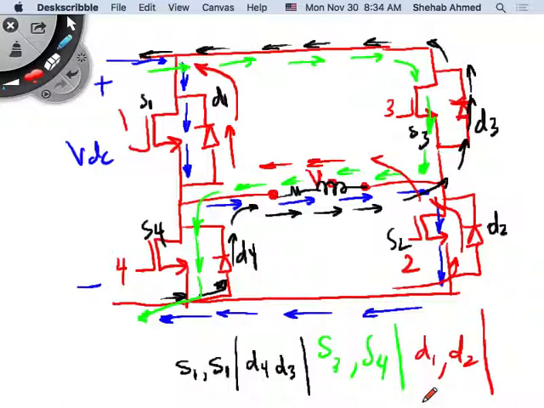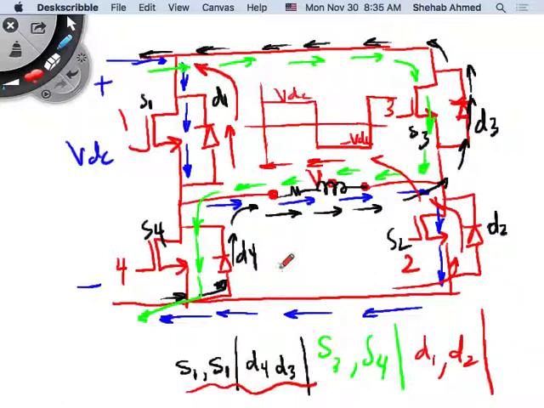Yes, ma'am. What do you mean the waveforms don't change? When S1 and S2 are on, what is the output voltage? VDC. When S3 and S4 are on, minus VDC. So it's VDC, minus VDC.